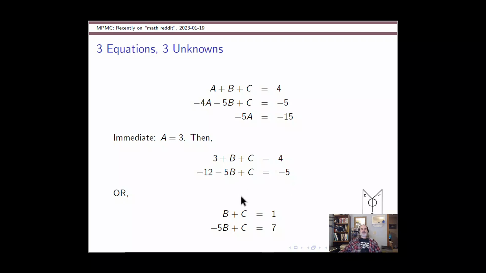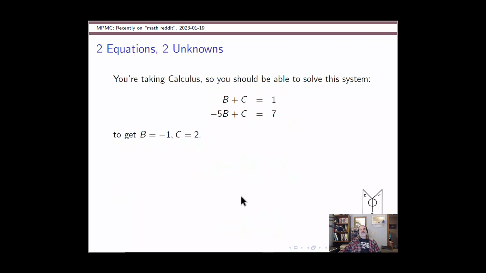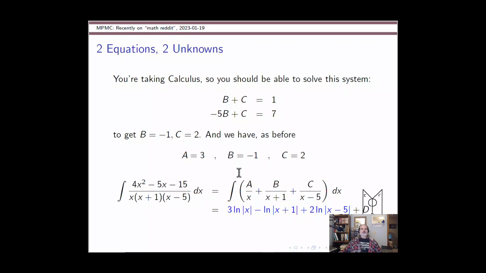Now we're down to two equations and two unknowns, and okay, if you're in calculus or even pre-calculus, you should be able to solve this system of two equations and two unknowns. And it will give you b is -1, c is 2. And so a is 3, b is -1, c is 2. Same solution as through the first method. You just pick your favorite. Okay, and again, if you're doing the calculus part of it, there it is, all over again.